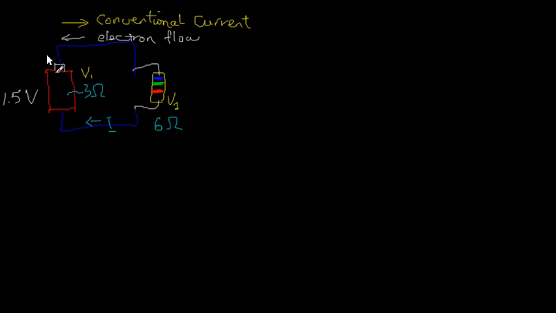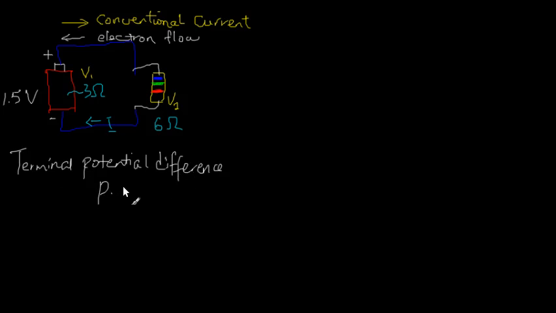The voltage that appears across the positive and negative poles of a battery is called terminal potential difference. Terminal potential difference. And potential difference is often written as just PD in short.